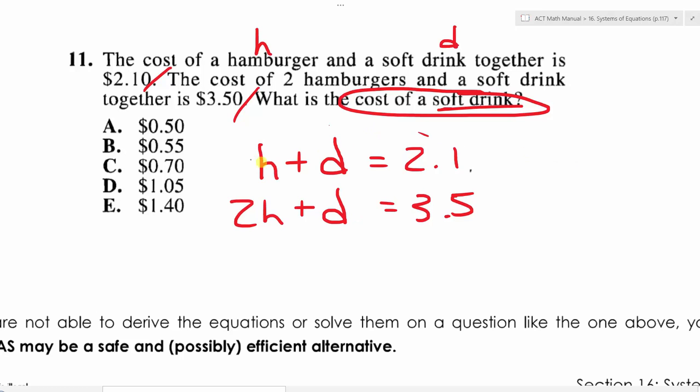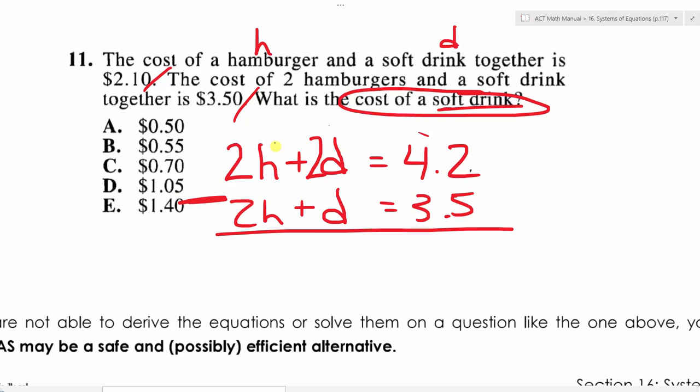Anyway, so I'm going to multiply this one by 2. So this would become 4.2 over here. So I'm going to get rid of this and write 4.2. So again, I just multiplied that first equation through by 2 so that now when I subtract the two equations, these two go away. 2D minus D, well, that's nice because now I just have D alone there on the left.